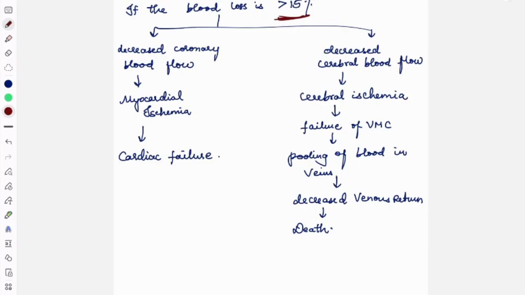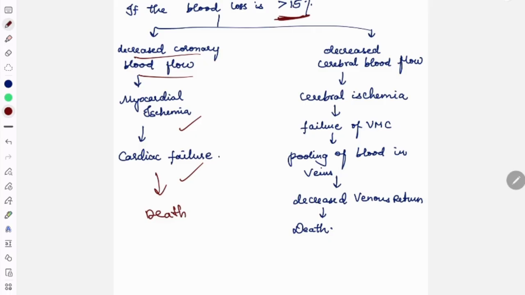Why it cannot be compensated is because there is decreased coronary blood flow. The coronary arteries in the heart are not getting enough blood, enough venous return. That is why there is myocardial ischemia. Because of decreased coronary blood flow, there is myocardial ischemia. It will ultimately lead to cardiac failure, and whenever there is cardiac failure, it can cause death of the person.